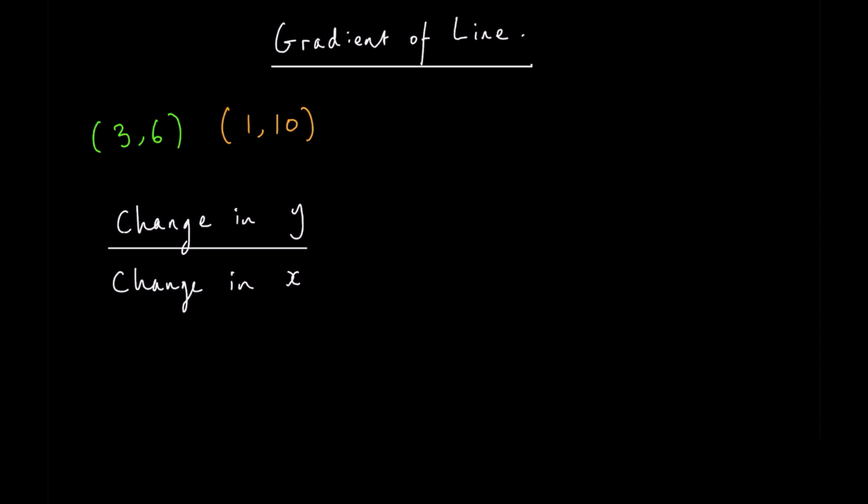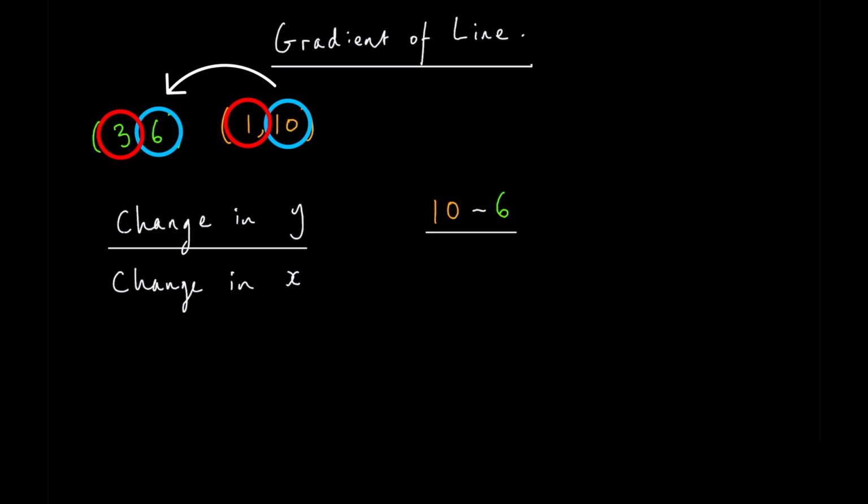So let's do 10 minus 6. Now when we're doing change in x, we cannot do 3 minus 1 because we did 10 minus 6. We must follow that same order and do 1 minus 3. So the main thing is, it doesn't matter which way around you do it, but you can't switch.